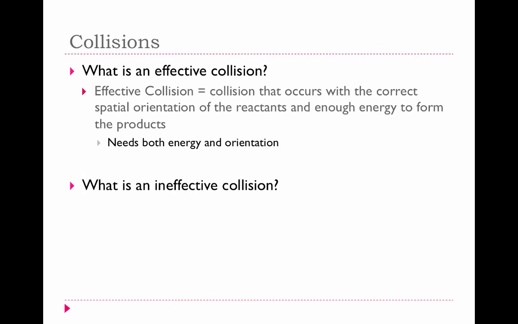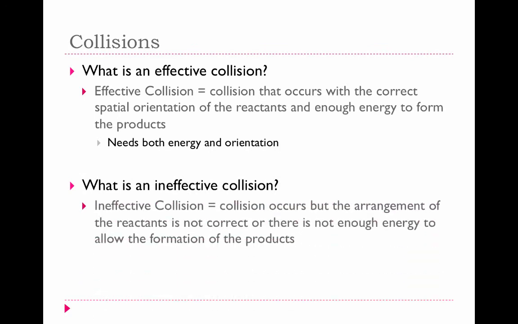An ineffective collision means that you are missing one of those pieces. A collision can occur, but the arrangement of the reactants is not correct, or there's not enough energy to allow the formation of products. So right now in the air, nitrogen and oxygen can be crashing into each other, but they are not bumping with enough energy or the right alignment to create another product in the atmosphere. So you're missing one thing or the other for an ineffective collision.